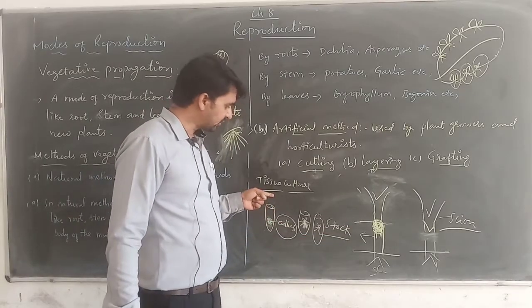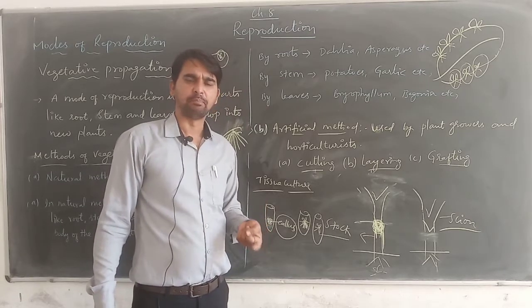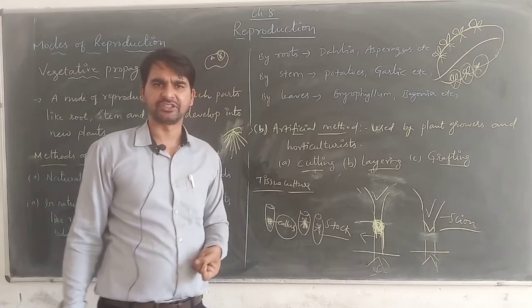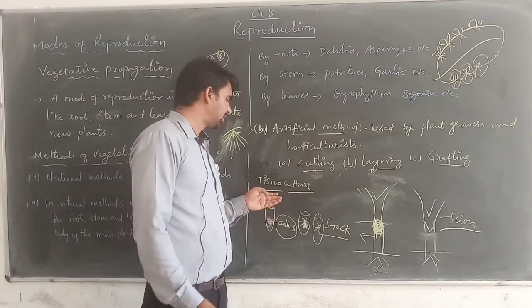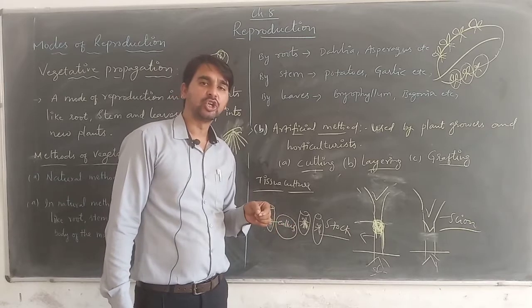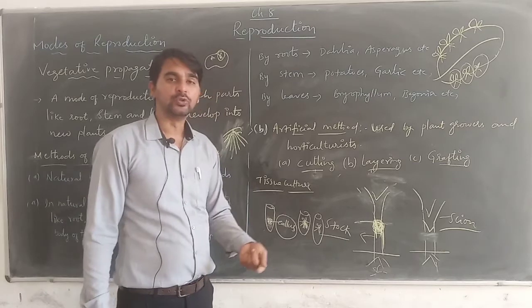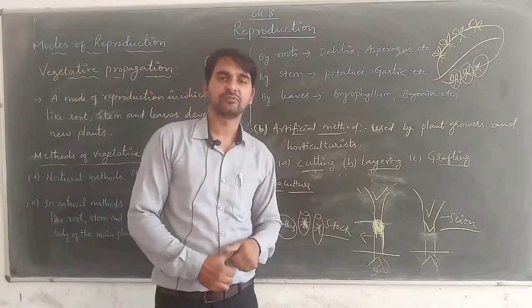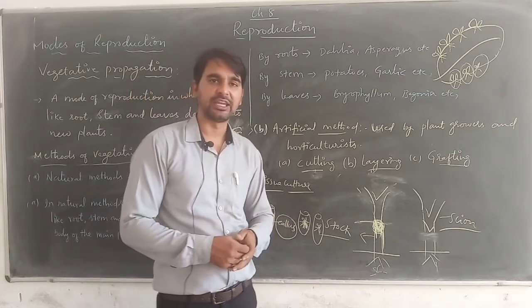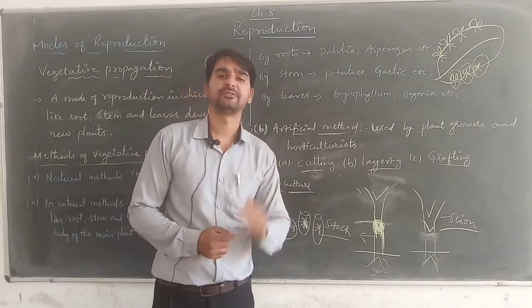Okay, the next is tissue culture. This is an advanced method of vegetative propagation. It means this tissue culture technique is basically performed in in vitro conditions, where we can produce similar varieties of plants on a large scale, that is in a large number, in a very short period of time.